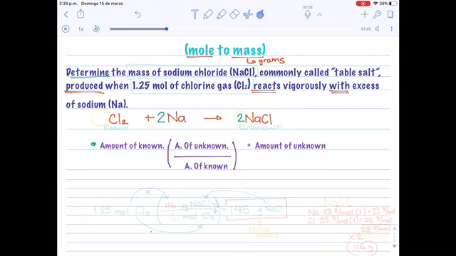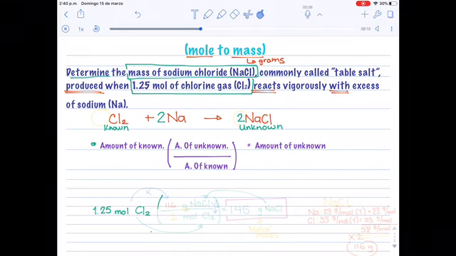Analyzing the problem again, it says that we need to determine the mass of sodium chloride, which means that sodium chloride is going to be our unknown. Then 1.25 moles of chlorine gas react vigorously with excess of sodium, so that means that one is going to be our known. Then we start with the calculus. 1.25 moles of chlorine are going to react.